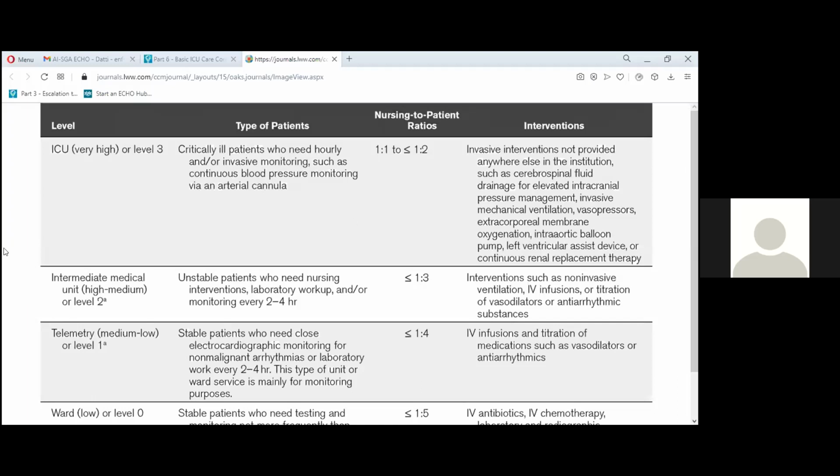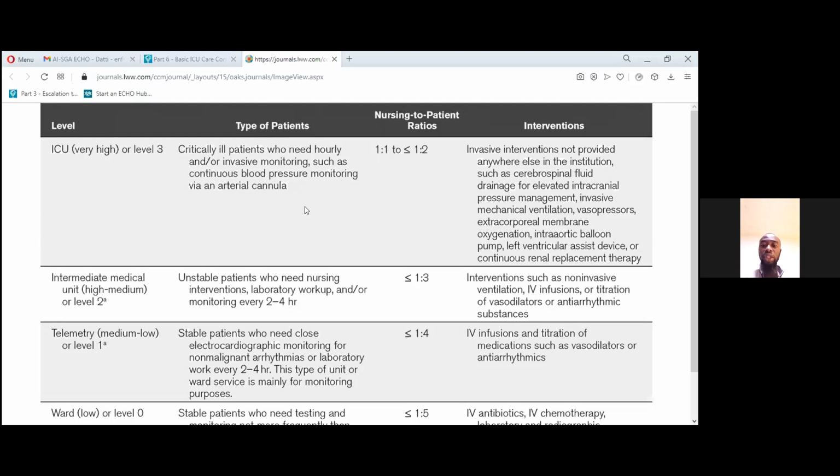So if we take the level 3 ICU, we have the type of patients, then the ratio, then the interventions that are done in such ICUs. Now in level 3 ICU, the type of patients that we get are critically ill patients who need hourly or invasive monitoring. When we say invasive monitoring, we are monitoring things like invasive arterial blood pressure, which measures the blood pressure beat to beat, such as continuous blood pressure monitoring via an arterial cannula.